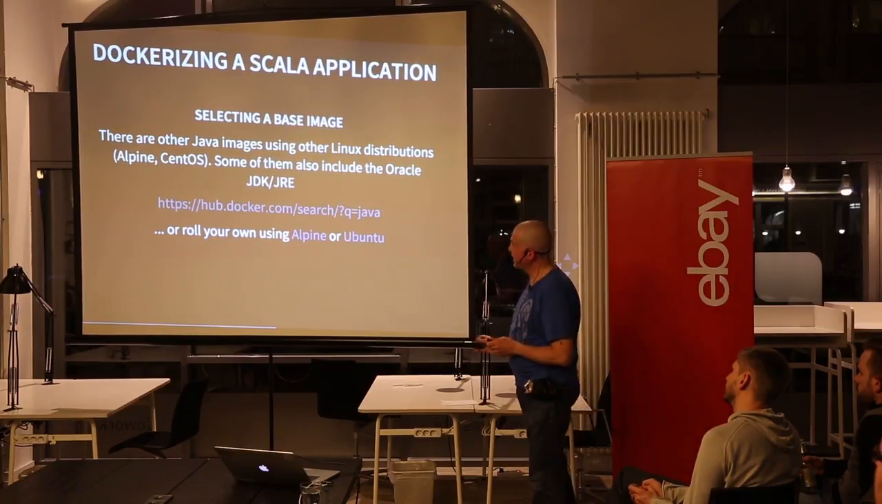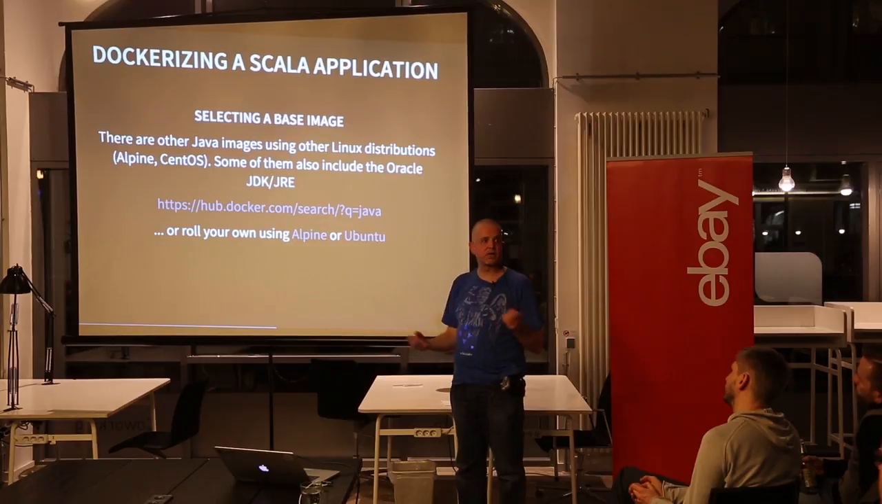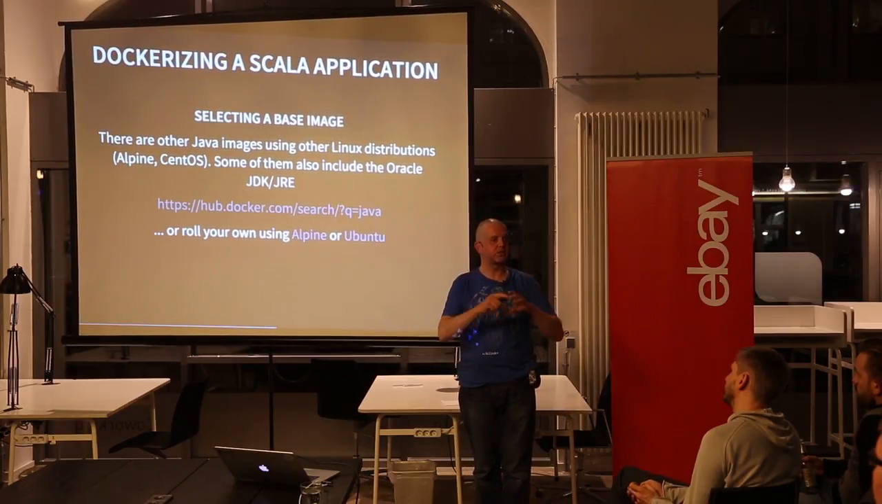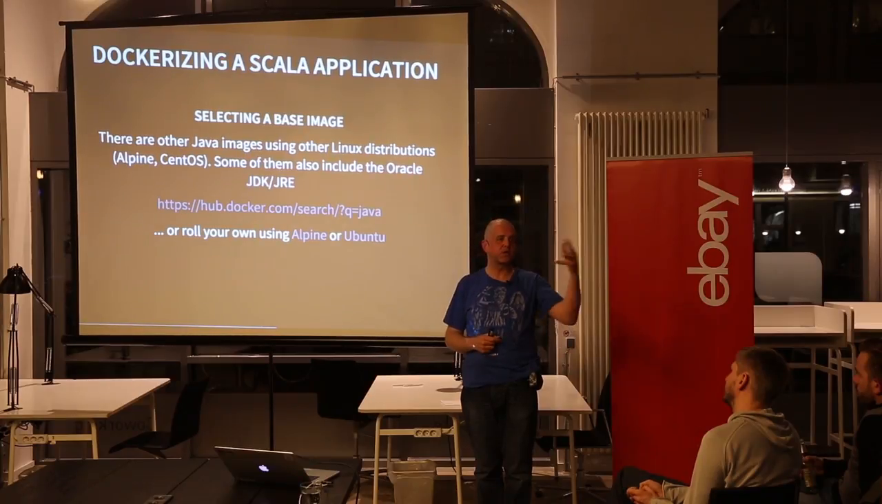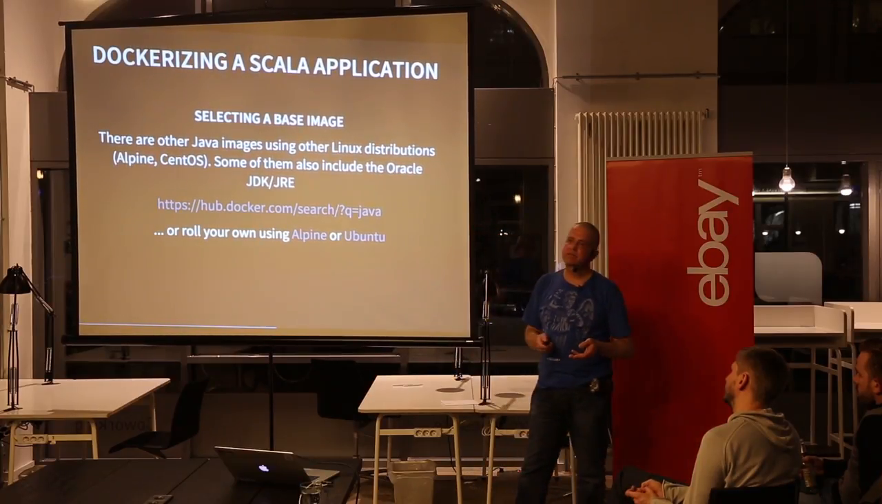Okay, and you can actually roll your own. There are some articles on the web as to how to roll your own image. So you basically take a base image that has just the bare Alpine Linux. You install whatever you need to run the JDK, and you can probably get images that are half as large as the official Ubuntu image, or even less.